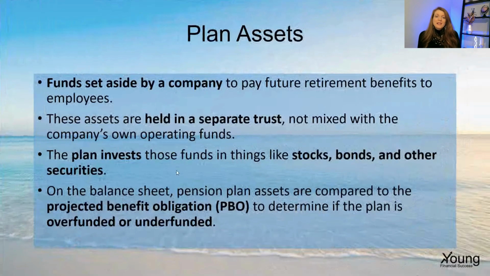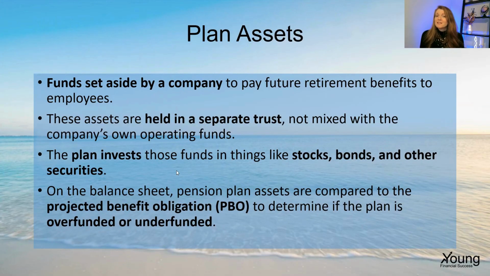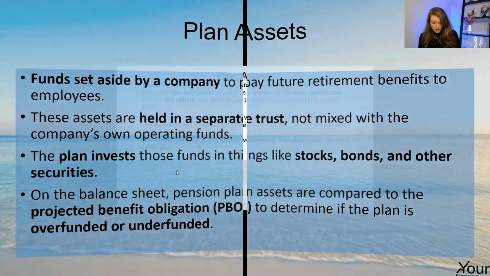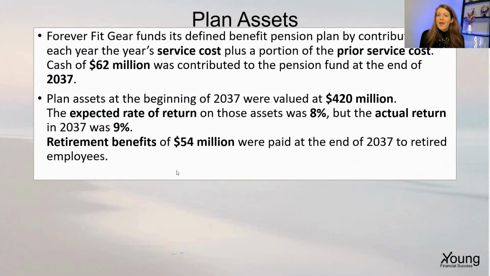Now, let's talk a little bit about plan assets. When I say plan assets, these are the assets we set aside for the pension plan. These are funds set aside by the company to pay out those future retirements to those employees when they retire. These assets are held in a separate trust. They're not mixed with any of the company's operating funds. They have to be held separately. The plan invests those funds. They might put them in stocks or bonds or any other kind of security in order to help them grow. That's why we see that 5%. It's growing over time, hopefully. On the balance sheet, pension plan assets are compared to the projected benefit obligation to determine if the plan is overfunded or underfunded. All right, so let's look at plan assets.